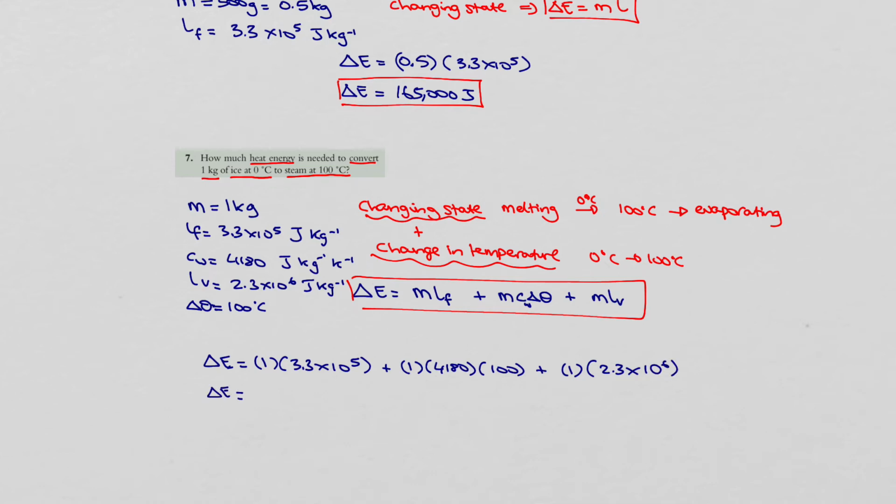Multiplying all of that out gives us 3.05 by 10 to the power of 6 joules. And of course 10 to the power of 6 is million, so that could also be written as 3.05 megajoules.